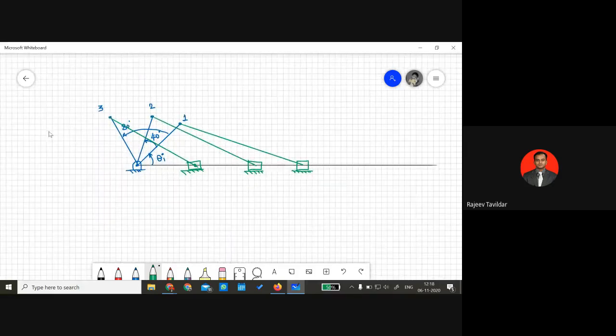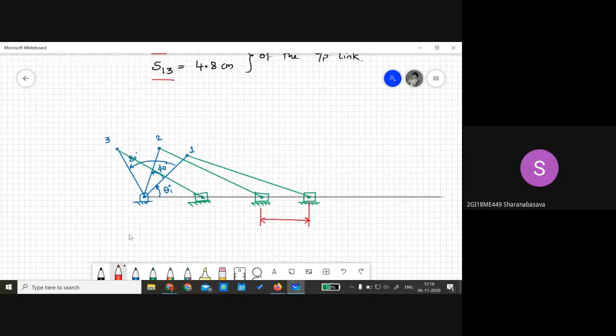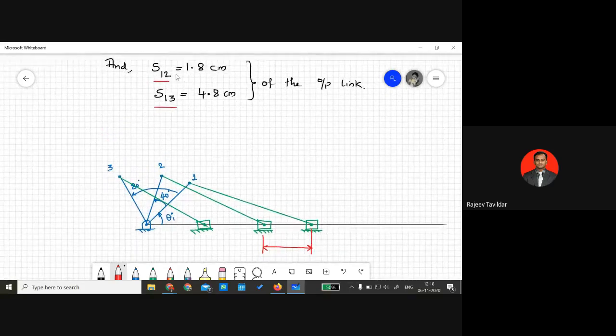Let me know if you are having any doubts till this step. No doubts? Fine. Can anyone tell me what will be this distance? S12. So 1.8 centimeters. Exactly. So this is the distance between the two sliders of position 1 and 2. So S12 is given to us as 1.8 centimeters.